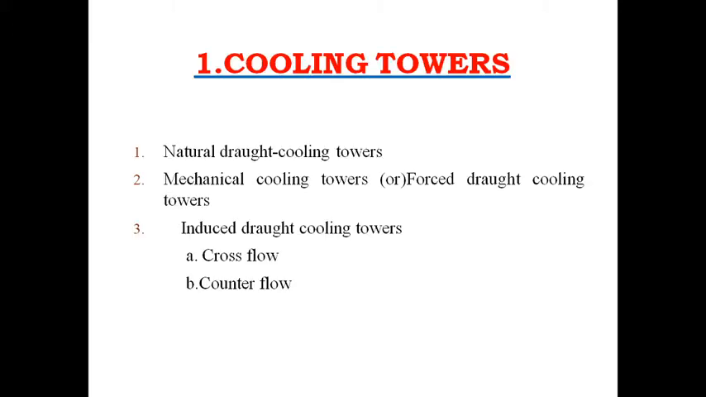First one, cooling tower. Cooling towers are classified into three types. First one natural draft cooling tower, second one mechanical cooling tower or forced draft cooling tower, third one induced draft cooling tower. The induced draft cooling tower is classified into two types: one is cross flow induced draft cooling tower, another one is counter flow induced draft cooling tower. One by one we will discuss.